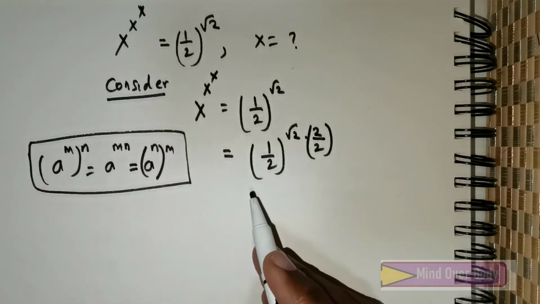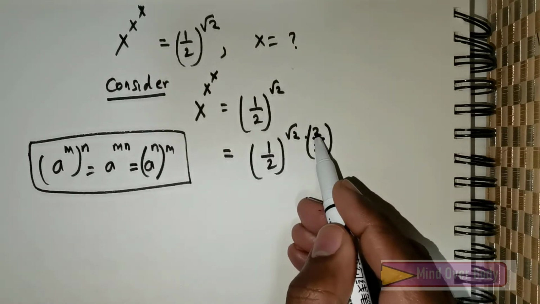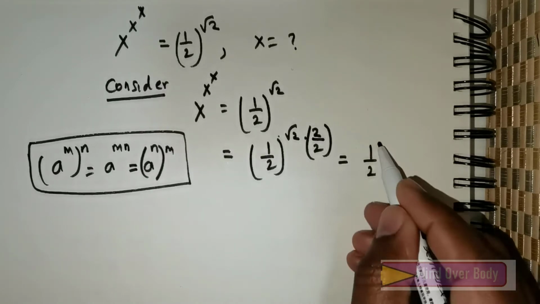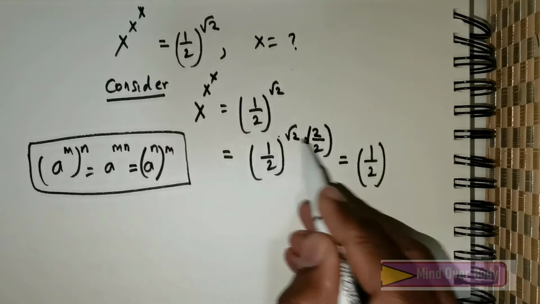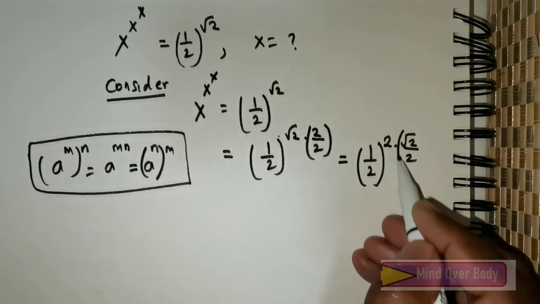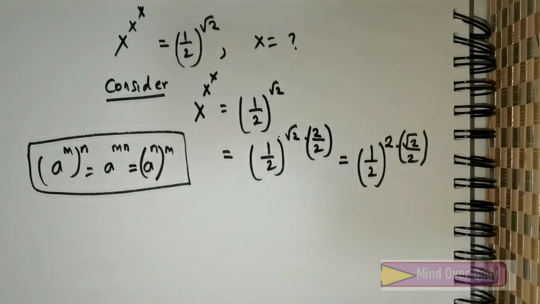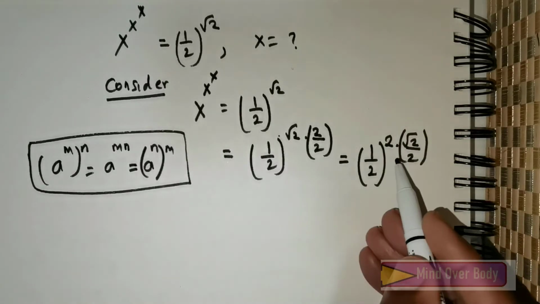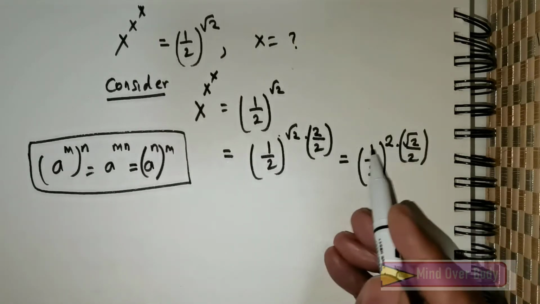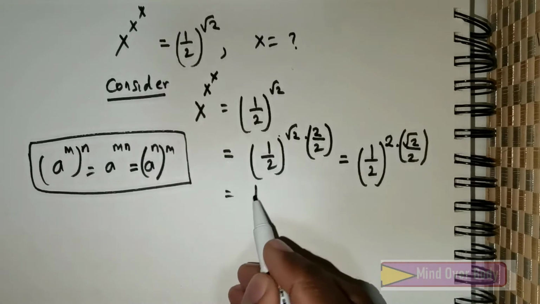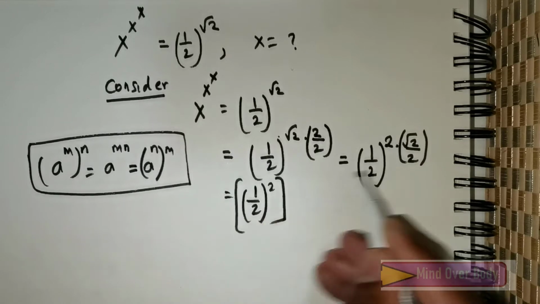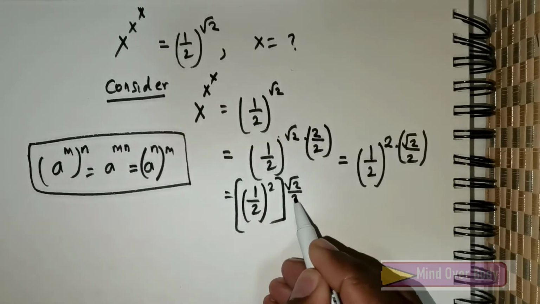So what I'm going to do is take this 2 and place it in front of root 2. So that's going to be 1 over 2 raised to the power 2 times root 2 divided by 2. Maybe I can place it within parentheses. So this is what I've got. Now I'm going to rewrite it in this fashion. Okay, so this is going to be 1 over 2 raised to the power 2, that is in turn raised to the power root 2 over 2.